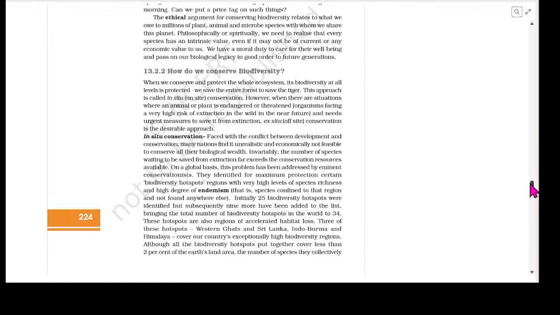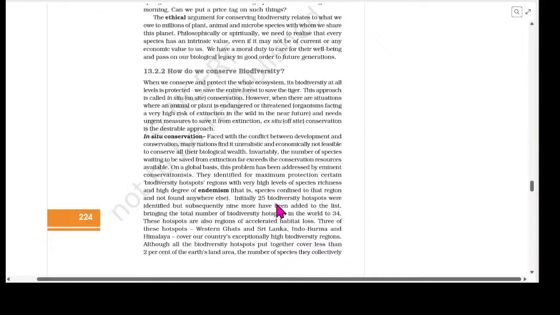In situ conservation. Faced with the conflict between development and conservation, many nations find it unrealistic and economically not feasible to conserve all their biological wealth. Invariably, the number of species waiting to be saved from extinction far exceeds the conservation resources available. On a global basis, this problem has been addressed by eminent conservationists. They identified for maximum protection certain biodiversity hotspots, regions with very high levels of species richness and high degree of endemism.